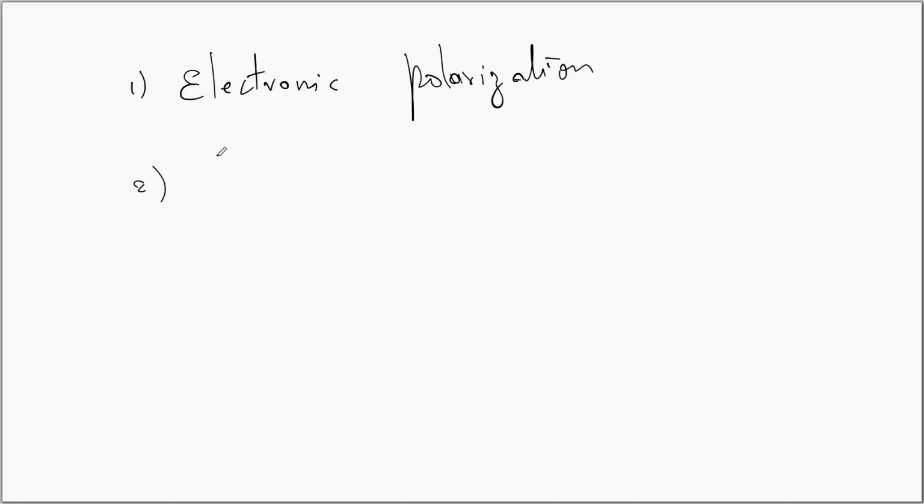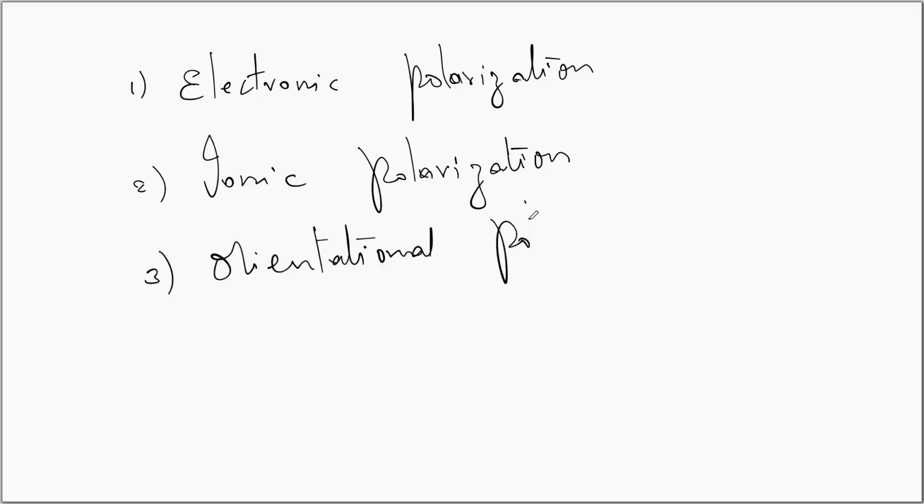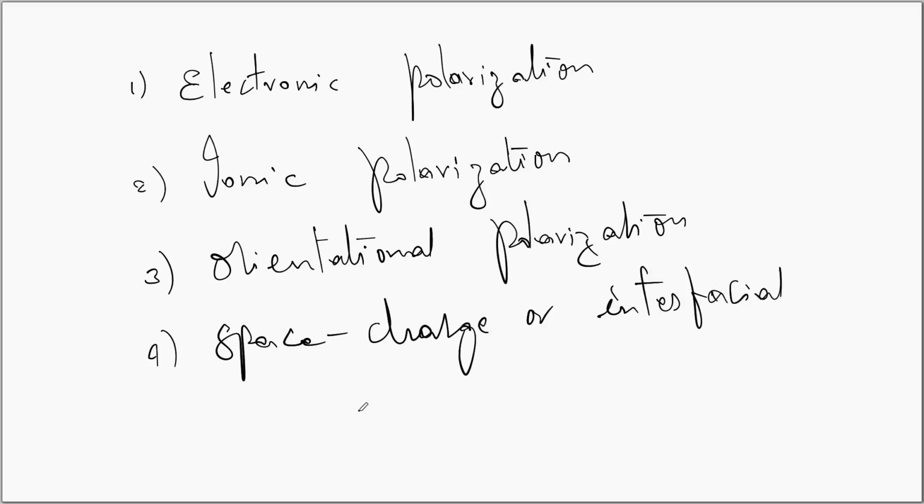The polarization in dielectric materials can be of the following four types: electronic polarization, ionic polarization, orientational polarization, space charge polarization, or interfacial polarization. The electronic polarization.